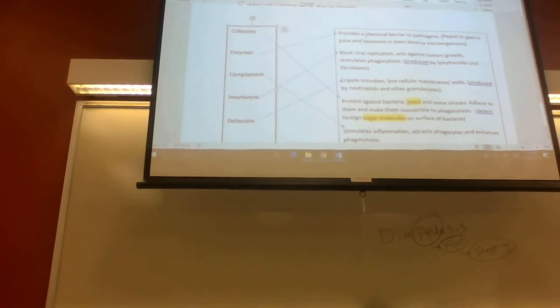Enzymes provide a chemical barrier, right? Because enzymes are chemicals, a chemical barrier to pathogens. So pepsin in gastric juice and lysozyme in tears. Lysozyme is a huge one, a good one to know. Lysozyme and pepsin are enzymes, right? Pepsin we learned about in the digestive system. Lysozyme, you just cry. That's why if you get an infection in your eye, your eyes get really watery. It's because you're trying to get that all out. Same thing with allergies, but allergies are something different than this.